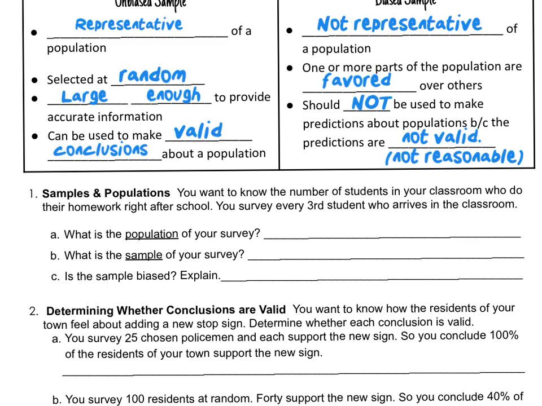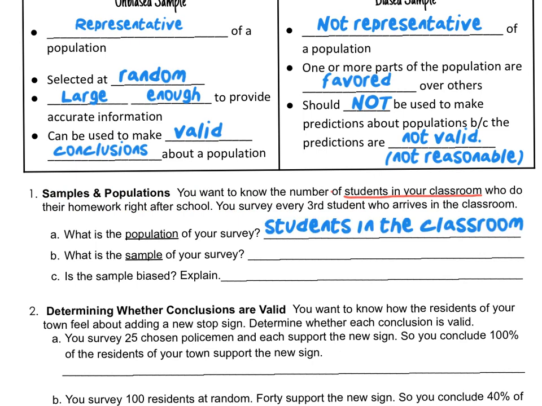Now let's take a look at example number 1. We're going to identify a population and a sample. So here it says you want to know the number of students in your classroom who do their homework right after school. You survey every third student who arrives in the classroom. Okay, so our population is the entire group that we are looking at, and we're going to underline that in red. So we are looking at the number of students in your classroom. Let's go ahead and underline students in your classroom. Okay, let me do a better job underlining. Okay, so that's our population, and we're going to write that on the first blank for part A.